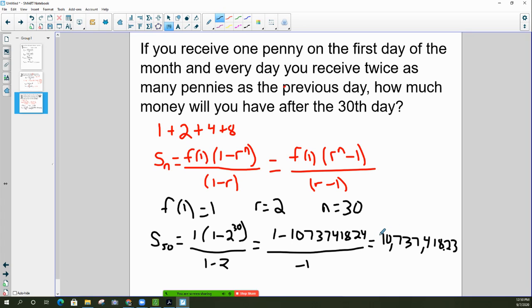So that is a lot of money. Don't forget your dollar sign. Your units are always important. And that is how you add up a geometric series. You have these formulas right here.